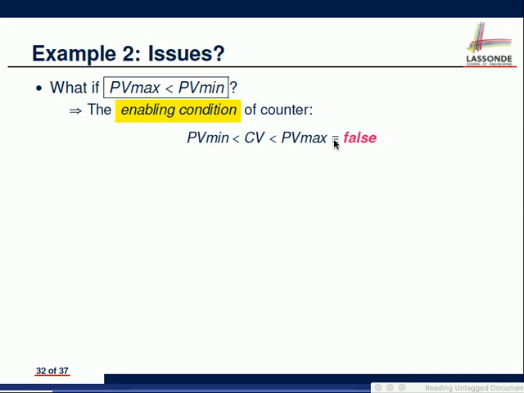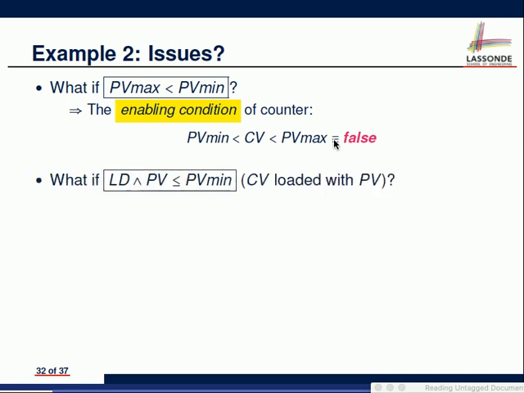Then I'll show you a function table for resolution, and then we are done. Okay, let's do one more. This one is also interesting. What if the preset value, let's say load, is actually true? That means we have to load the preset value to CV. However, the preset value is actually less than or equal to PV min, meaning that CV is now loaded with PV, which is less than or equal to PV min. What's going to happen here?